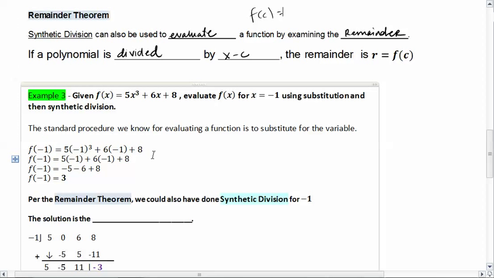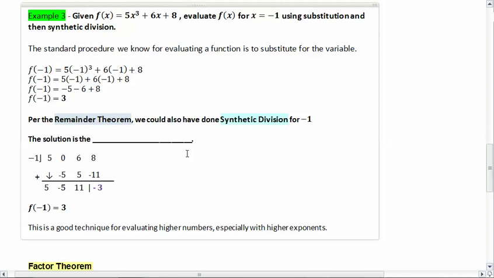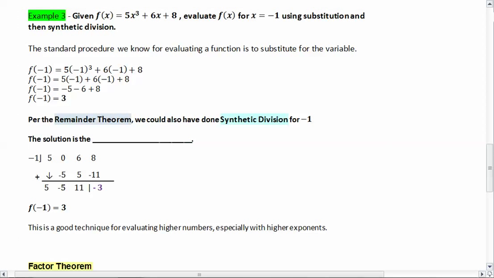So let's do an example. Given f of x equals 5x cubed plus 6x plus 8, evaluate f of x for x equals negative 1, first using substitution and then using synthetic division. This is going to let us know if we're doing it right, if we understand this procedure. So if we wanted to evaluate 5x cubed plus 6x plus 8 for x equals negative 1, then we are going to plug in that negative 1 wherever we had an x. We had an x here, we had an x here, we're plugging in that negative 1.